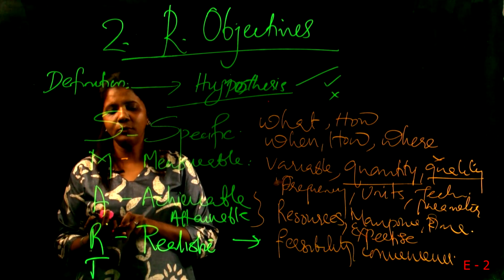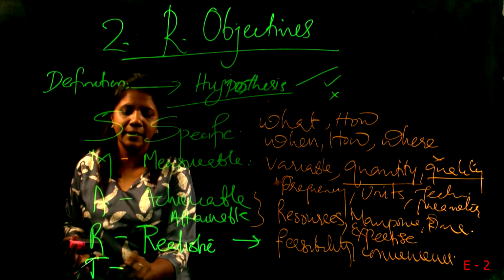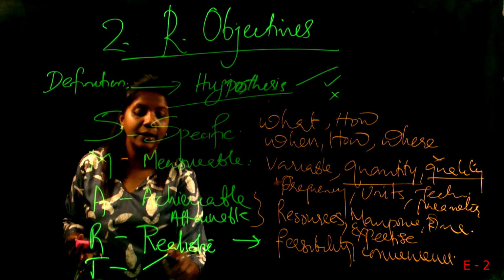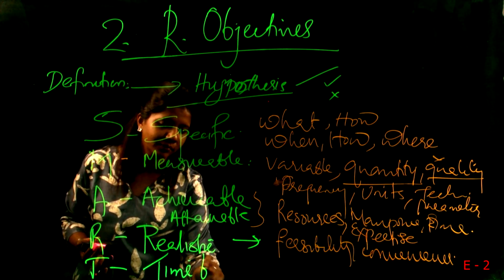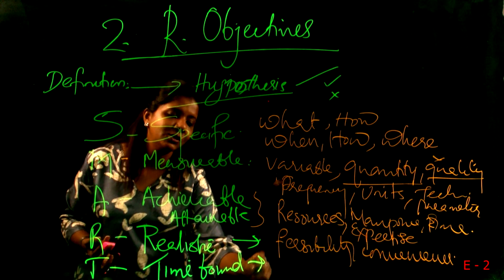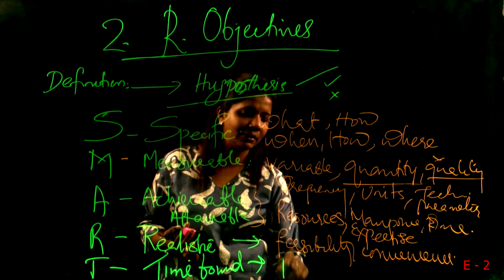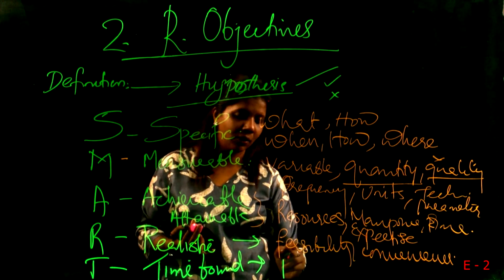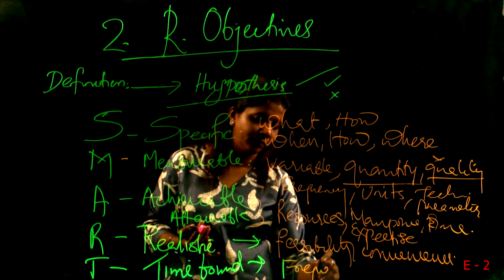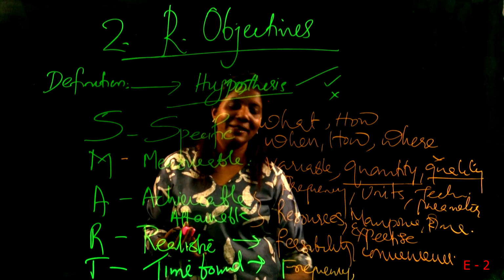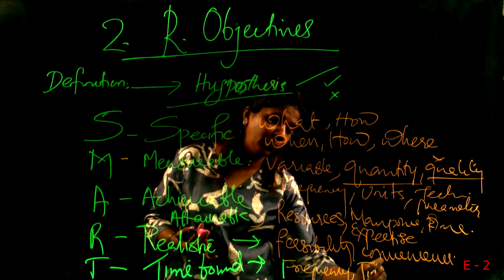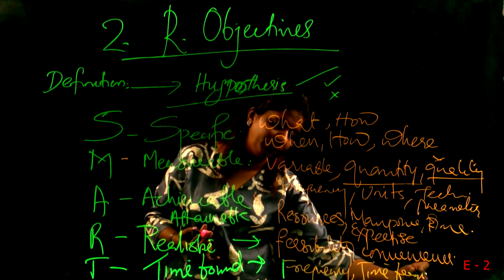Come to the next one. T stands for time bound. Time bound. So your objective should be achieved within the time. That means frequency. How are you going to check? Time frame. You need to develop a time frame.